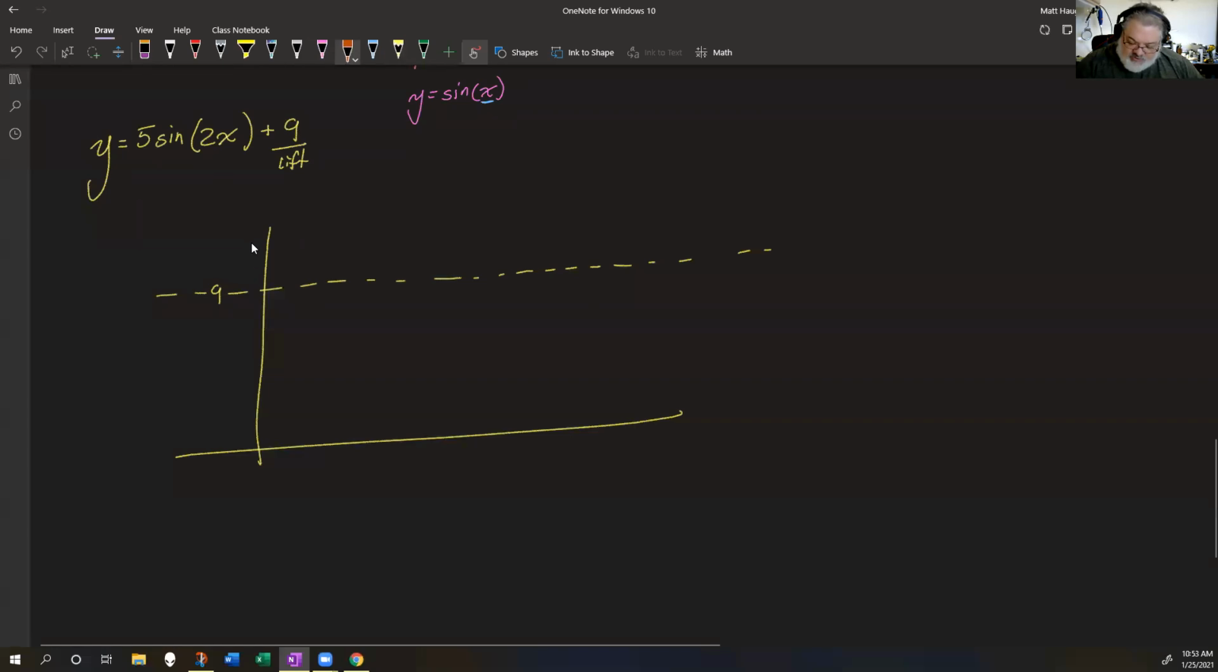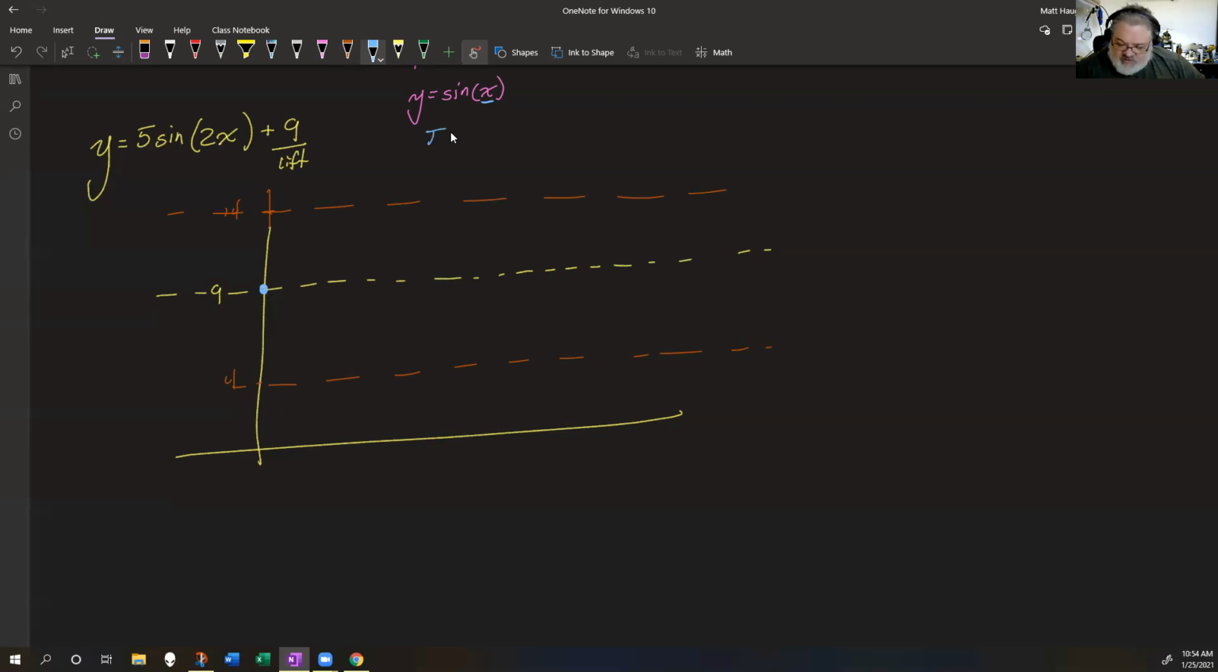And then with an amplitude of 5, we're going to go up 5 to 14, down 5 to 4. So our sine graph is essentially going to be caught in that little track there. And it's going to start, because we don't have a phase shift yet, we don't have a horizontal shift, so it's going to start at 0.